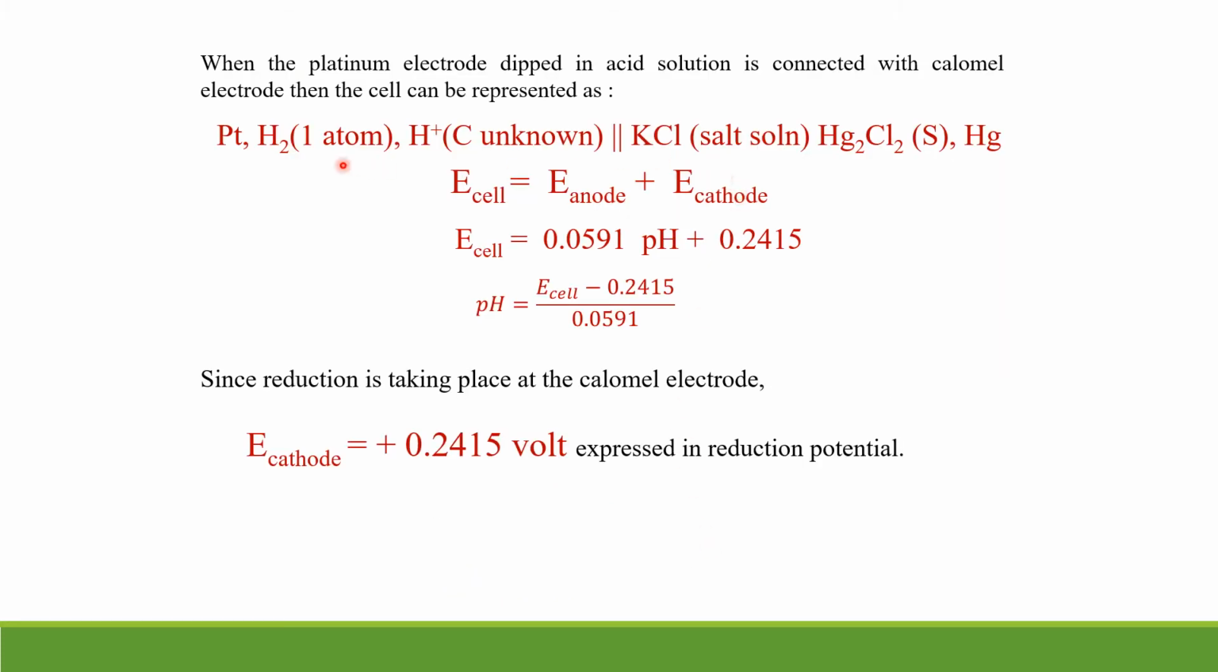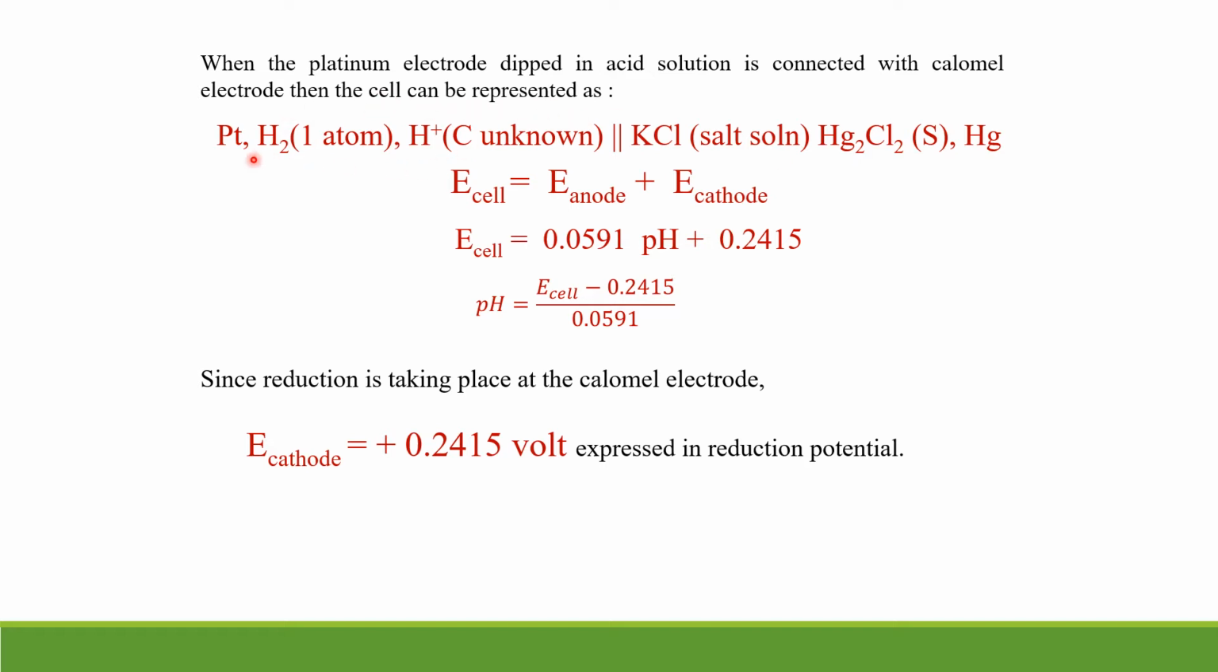Now here we are combining the two electrodes, one is the reference electrode, that is the calomel electrode, and the other is the indicator electrode, that is the platinum electrode. So when the platinum electrode is dipped in the acid solution, and if it is connected with calomel electrode, that is the reference electrode, then the cell can be represented as.